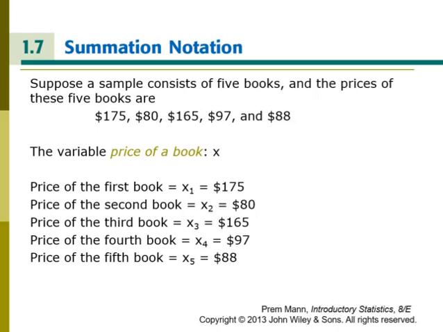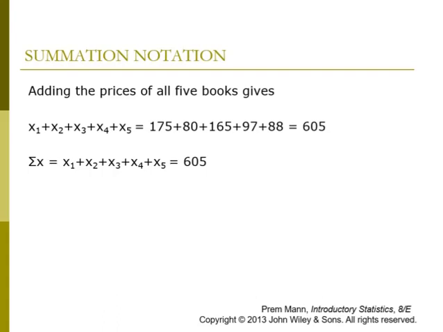In mathematical notation, the prices of the 5 books can be written as follows. You have price 1, price 2, price 3 up to price 5. So X1 represents 175, X5 represents 88. Now, suppose we want to add the prices of all 5 books. So we obtain X1 plus X2 plus X3 until X5, or X1 is 175, X2 is 80, and the rest. So when you sum up all these prices, you get 605. So in mathematical notation, the sigma is used to denote the sum of all values.